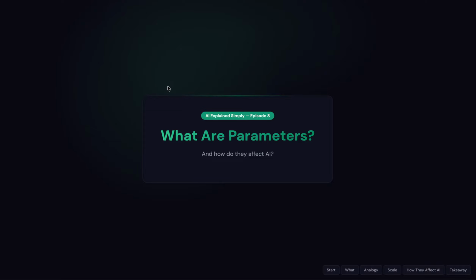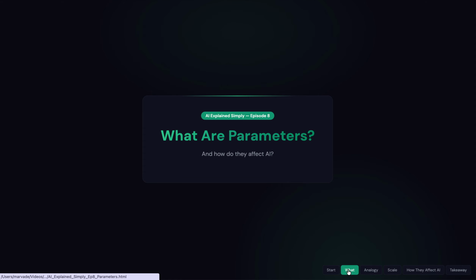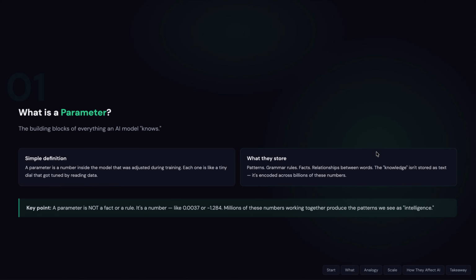Hello everyone. Today I'm going to be answering a very important question that comes up all the time in the context of AI. So, what are parameters? You hear people say all the time, okay, this model has X amount of parameters. This model has 70 billion parameters. But the question is, what does that actually mean? Why is it important to us and why should I even care? So, let's break it down.